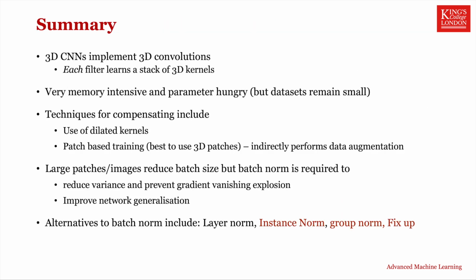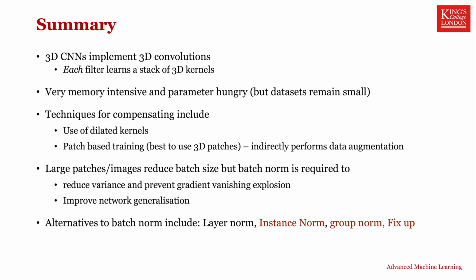So, in summary, when moving to medical image problems from networks designed for natural image segmentation, the first thing we need to do is move from 2D to 3D convolutions, where here each filter learnt at a particular layer will be learning a stack of 3D kernels. Doing this is very memory intensive and parameter hungry, which can be a problem at the best of times, but we're dealing with very small data sets. So techniques for compensating for this therefore include use of dilated kernels and patch-based training, where it is typically recommended to take large 3D patches, where then this size will have to be traded off against batch size. Patch-based training has the added benefit of indirectly performing data augmentation.